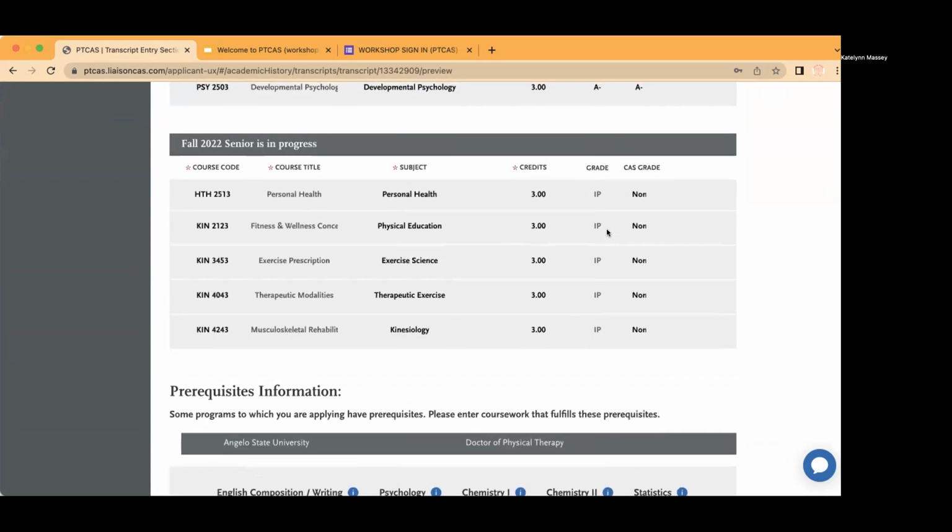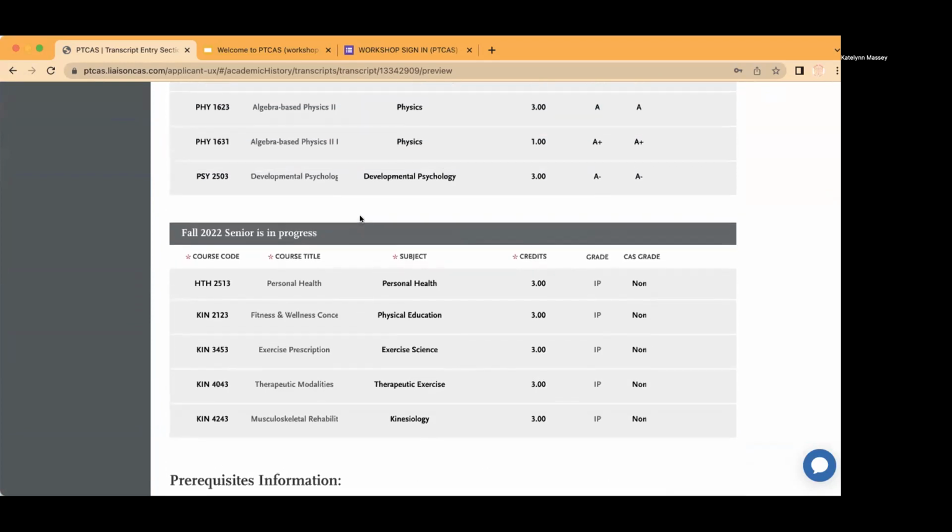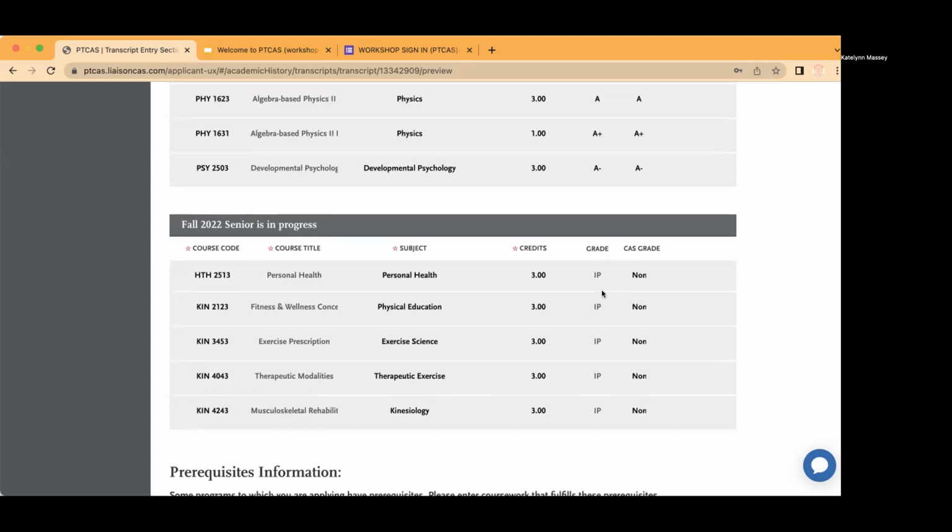And then right here, I applied last summer, so I wasn't a senior yet, and it wasn't the fall semester right now. So these were my senior in-progress classes. If you're going to apply earlier, before you graduate, you would just put the credits, the subject, the course title, the course code, and it'll say in progress and everything.